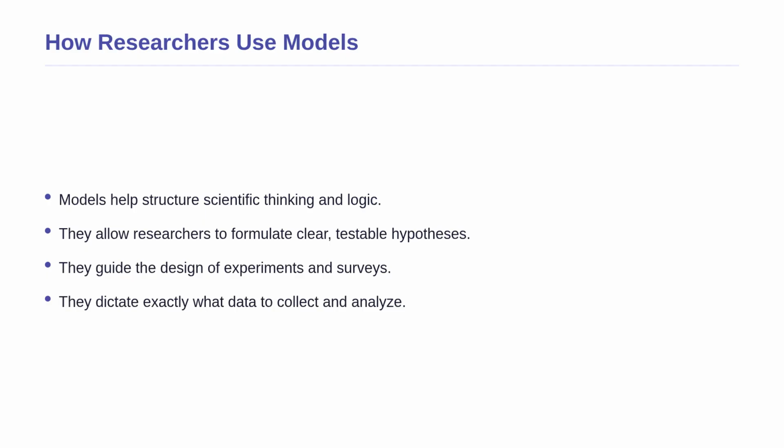So, we've defined what a model is, but how do we actually use it? Researchers rely on models to structure their thinking before they even begin an experiment. By defining the relationships between variables, models allow us to formulate clear, testable hypotheses. They act as a structured framework that guides the design of your experiments or surveys. Ultimately, your model dictates exactly what data needs to be collected and how that data should be analyzed to answer your core research question, preventing you from gathering useless information.